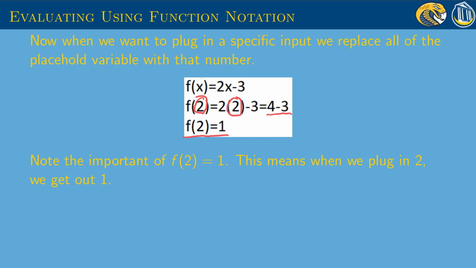Now the important part here is that the thing in the parentheses is our input. So our input, what we plug in, is 2, and our output is 1. If we were to try this with another number, let's say 5, f of 5 would be 2 times 5 minus 3. That works out to 10 minus 3, or just 7. When our input is 5, our output is 7. And again, we could evaluate this function at any input number we want.